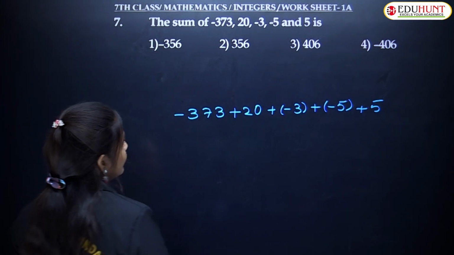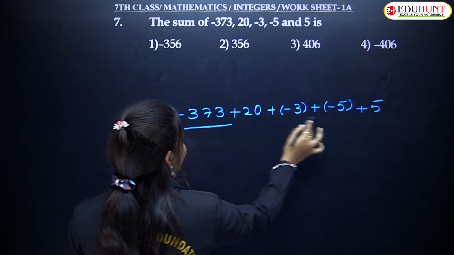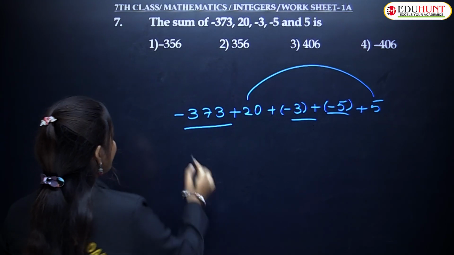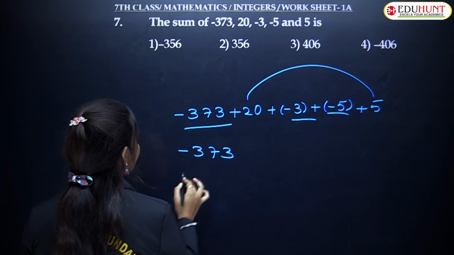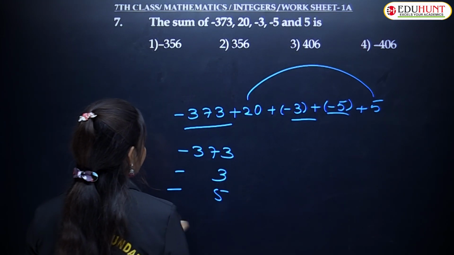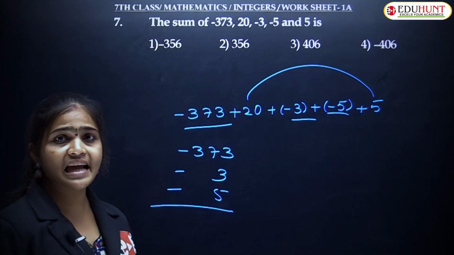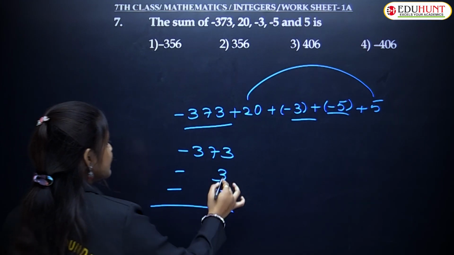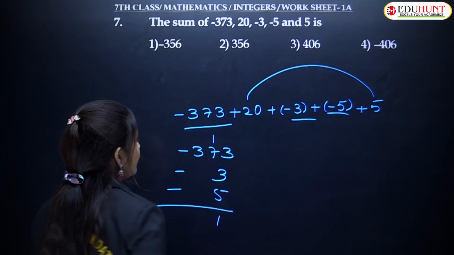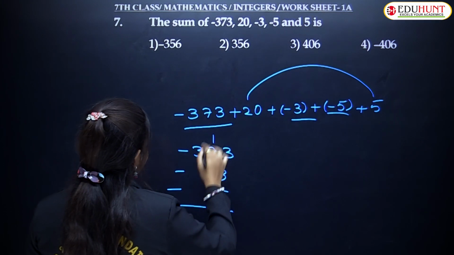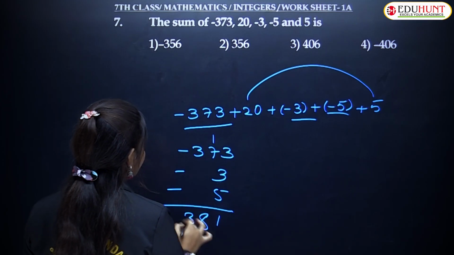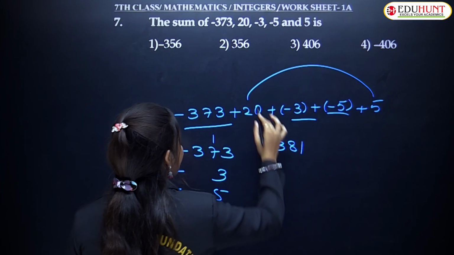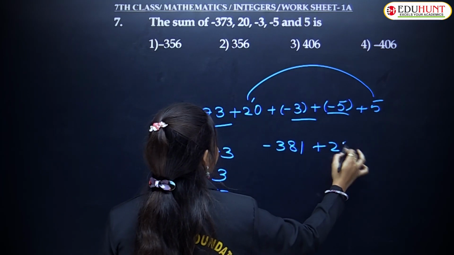Okay, see here, it is better to add all the negative integers first and then add all the positive integers. Minus 373, minus 3, minus 5. If all the numbers have the same sign, first we have to add their numerical values. So 3 plus 3 is 6, 6 plus 5 is 11. Understand? 3 plus 8 is 11, 7 plus 1 is 8, 3, 381. So this equals minus 381, and 20 plus 5 is 25.